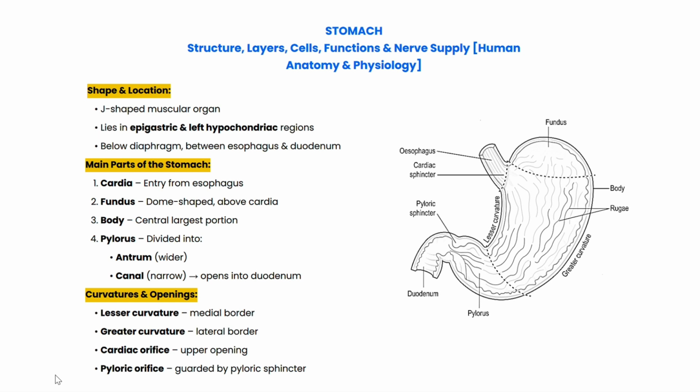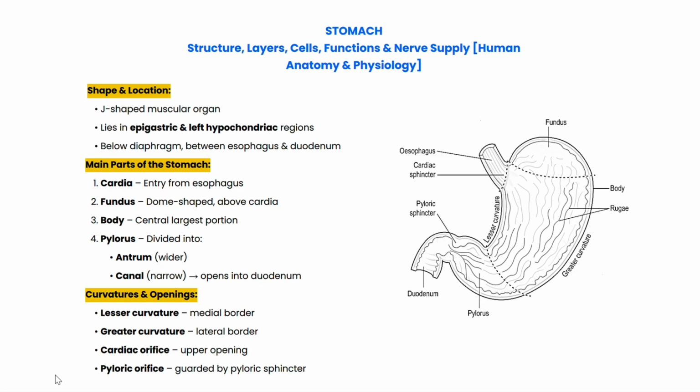It is divided into four main parts: the cardia, where food enters from the esophagus; the fundus, a dome-shaped part above the cardia; the body, which is the largest region and the main site for storage and mixing; and the pylorus, which includes the antrum and the pyloric canal, leading to the duodenum through the pyloric sphincter.